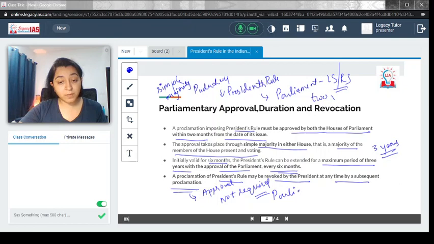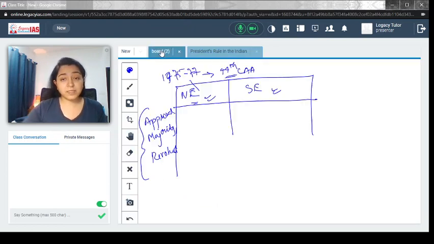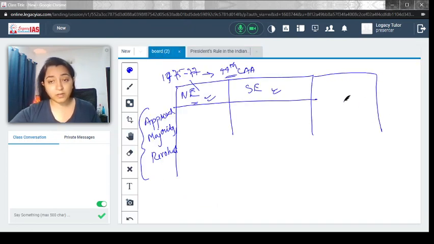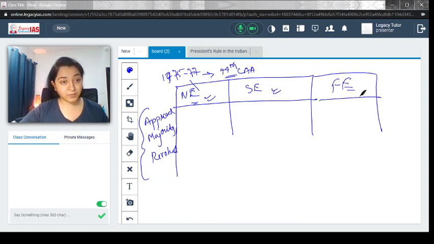So just remember these things, and at the same time, in your Lakshmikant book, go ahead and try to compare it with the provisions under the national emergency. And as well, when you are doing the national emergency, just make another column and talk about the financial emergency too. So this way your emergency chapter would be completed.